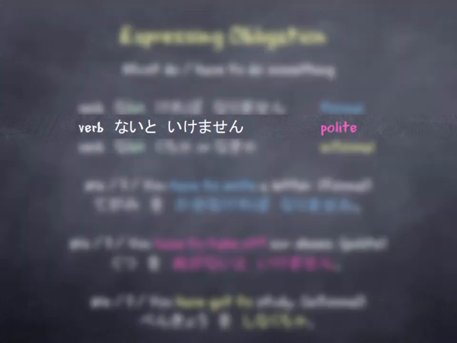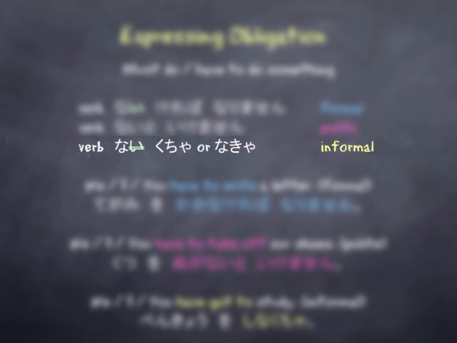Second to that, we have the verb again in its plain negative state, so in its nai form, and then we add to ikemasen. And finally, again, verb in its plain negative form, and we again cross out the i, and we can attach either kucha or nakya to be really informal and casual.